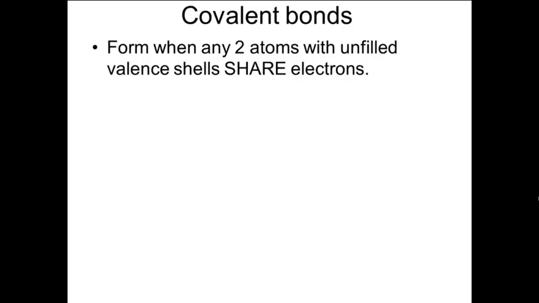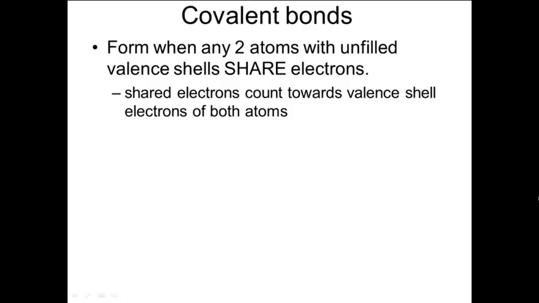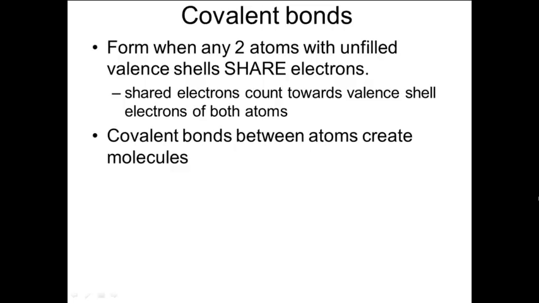Remember all of those atoms that are missing electrons from their valence shells, they're very unstable. And when they are unstable, that means they are looking for a buddy. They're looking for someone to get electrons from. And one of the ways they can do that is to share electrons. And the important thing here is that these shared electrons count towards the valence shell electrons for both atoms. And when we form covalent bonds, we create molecules.